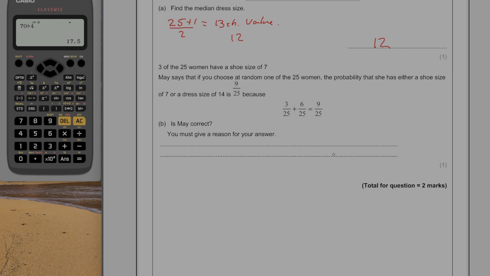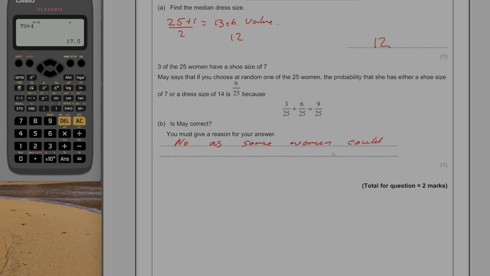That would be true if we assumed that none of the women could be a shoe size of 7 and a dress size of 14. So is May correct? No. Some women would be size 14 and shoe size 7.